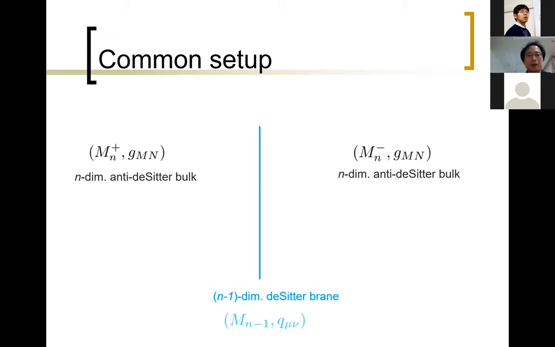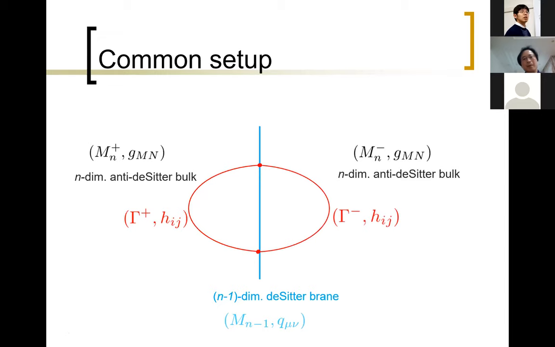The setup is common. So we consider an n-dimensional anti-de Sitter bulk space-time and an (n minus one)-dimensional de Sitter brane. Then to compute entanglement entropy, we consider some surface, an (n minus two)-dimensional surface, on the time slice. N minus two, yes, sorry.